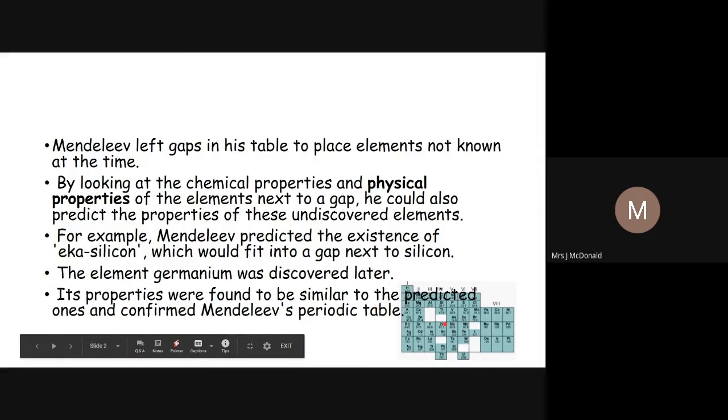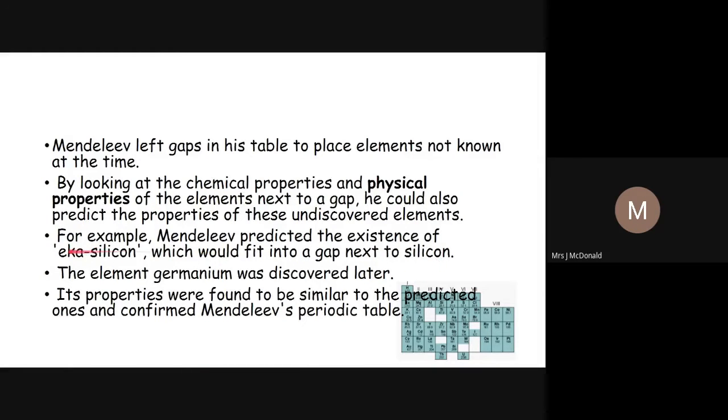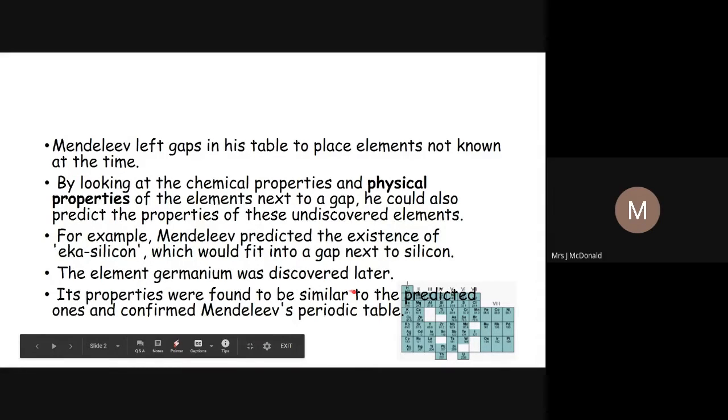So, for example, Mendeleev predicted the existence of something called eka silicon, which would fit into a gap next to silicon. And later renamed, not eka silicon anymore, the element germanium was discovered, and its properties were very similar to what Mendeleev had predicted.